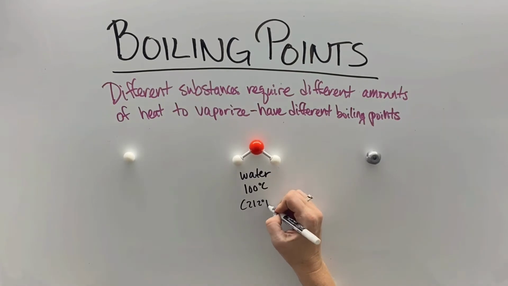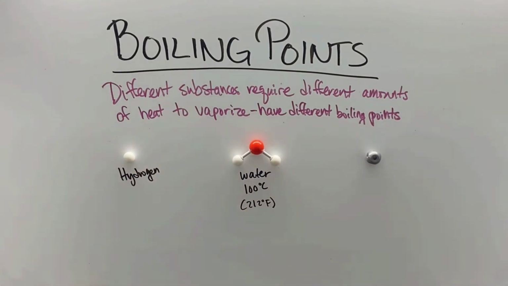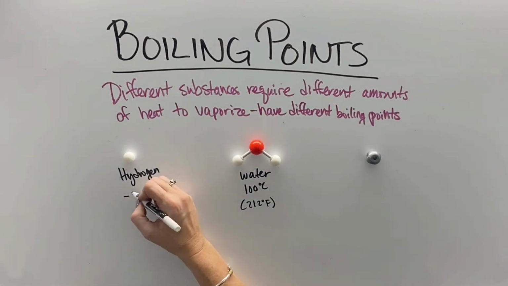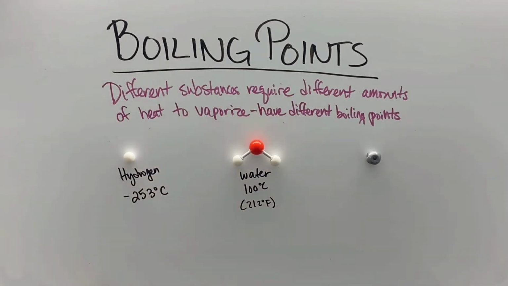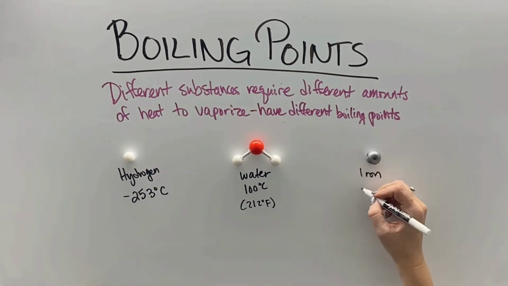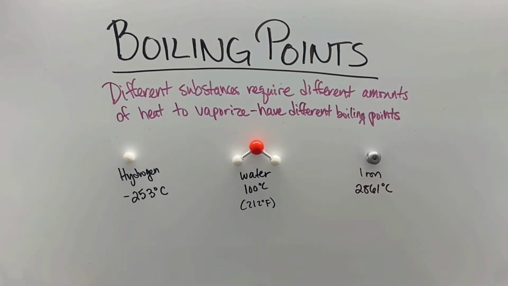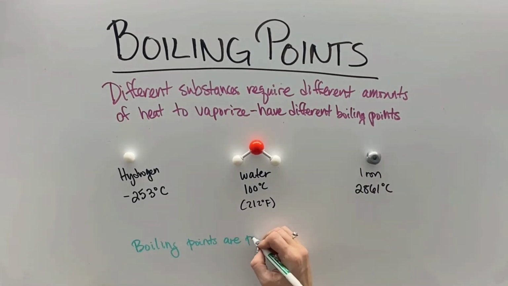Different substances have different boiling points because it takes a different amount of heat to get the particles moving fast enough to vaporize. So hydrogen is negative 253. Water is 100 degrees Celsius. And iron's boiling point, yes, you can boil iron, is 2861 degrees Celsius.